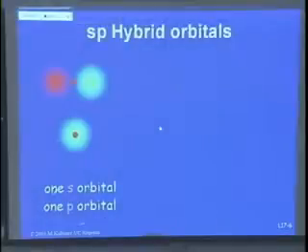So we combine these at the atom, put them in the right direction, they become a hybrid orbital, and then we can start bonding. All right. So if we combine an s and a p orbital, we get a hybrid orbital, and that hybrid orbital is called an sp hybrid orbital. So one s and one p orbital combined.